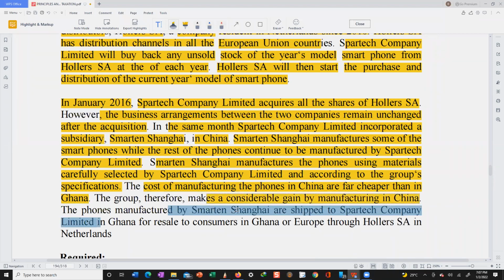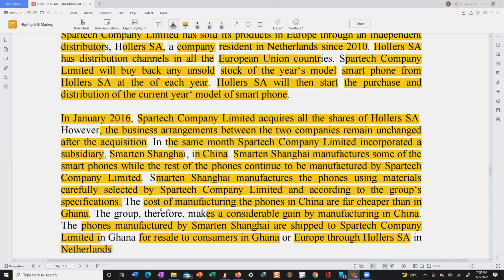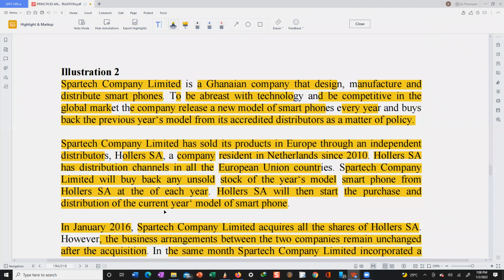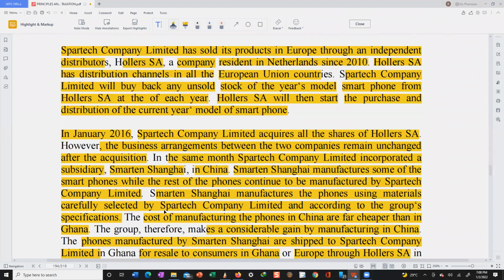The phones manufactured by Smarten Shanghai are shipped to Spart Company Ghana for resale to customers in Ghana. So reselling to customers in Ghana, that will be uncontrolled. Okay, but the ones that are transferred between the two entities are controlled transactions, or Europe through Holles SA, that is controlled in Netherlands. Okay, so the question is to identify the controlled and uncontrolled transactions. And I know now you have understood the whole process.